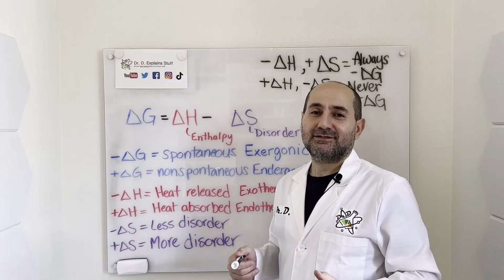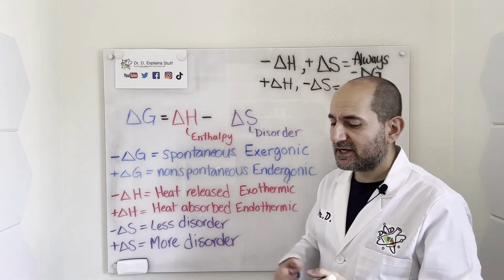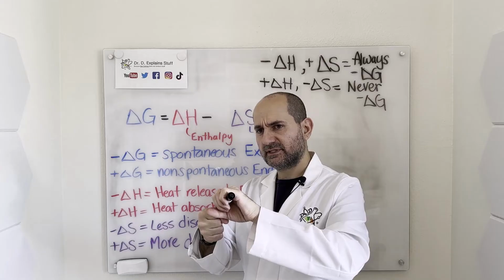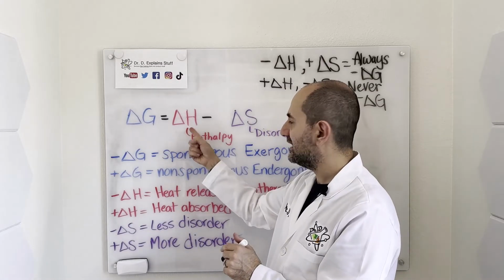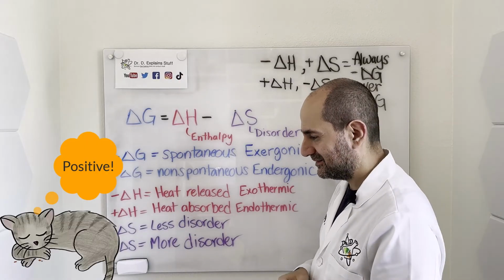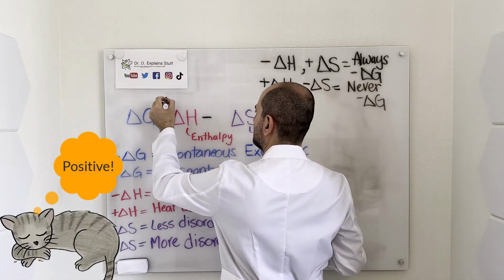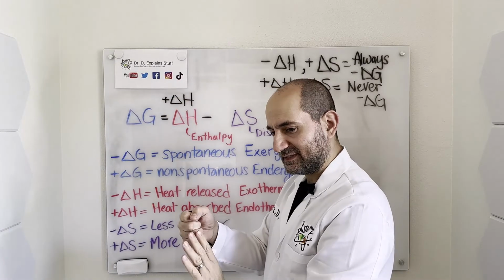All right, now let me give you another scenario. This one's not so cut and dry, okay? What if I mix two chemicals and I feel like, oh, it's getting cold, it's absorbing heat. What would my delta H be? That's right, positive delta H, which means it's absorbing heat. When I mix those two chemicals, it's getting cold.